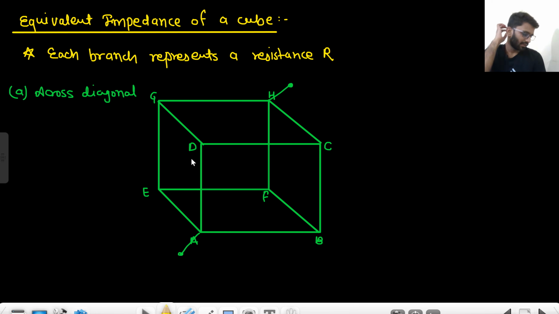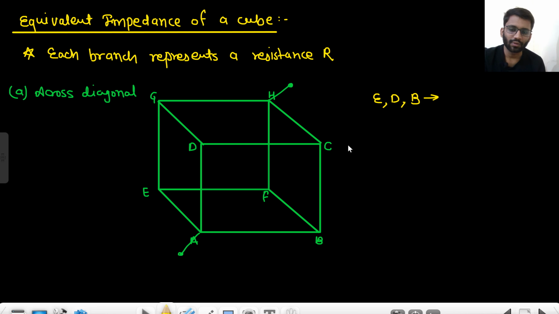Let's try to think which points can be equipotential. I will see what points are connected to point A. D is connected, E is connected and B is connected. So E, D, B all together can be equipotential. I am not saying they surely are, but they can be. So let's comment about E, D and B.